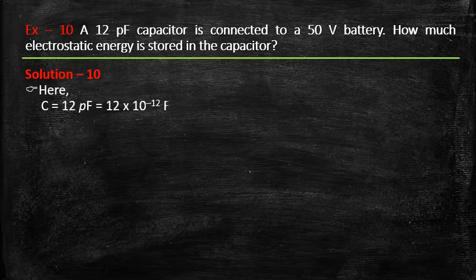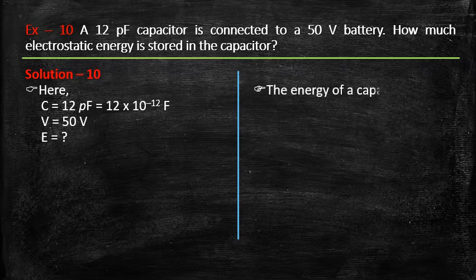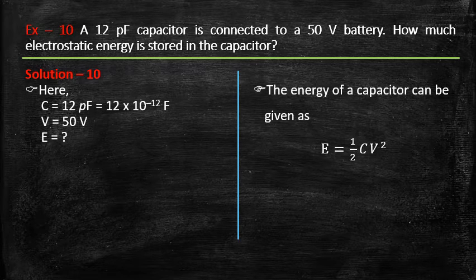Very easy problem. C is given as 12 into 10 raised to minus 12 farad. Okay, 12 picofarad is 12 into 10 raised to minus 12 farad, and the battery is of 50 volt. What you are asked to find out is energy. So just find out the formula for energy. We know that energy is half CV square. So substitute values and you will have energy in joule.